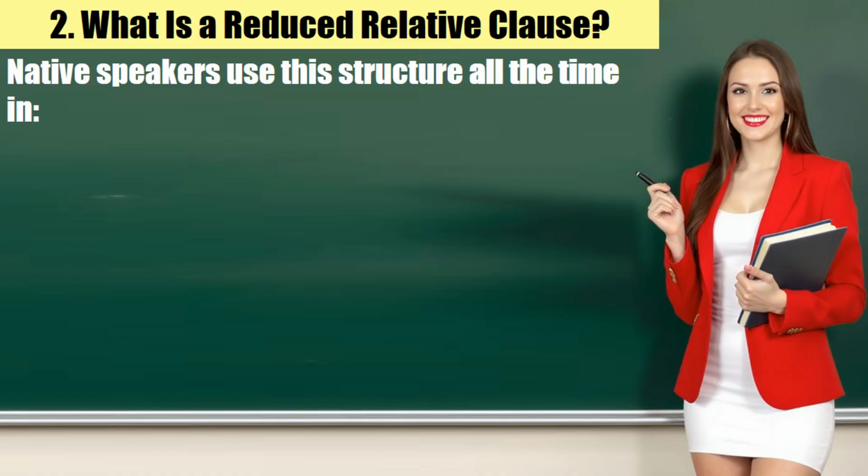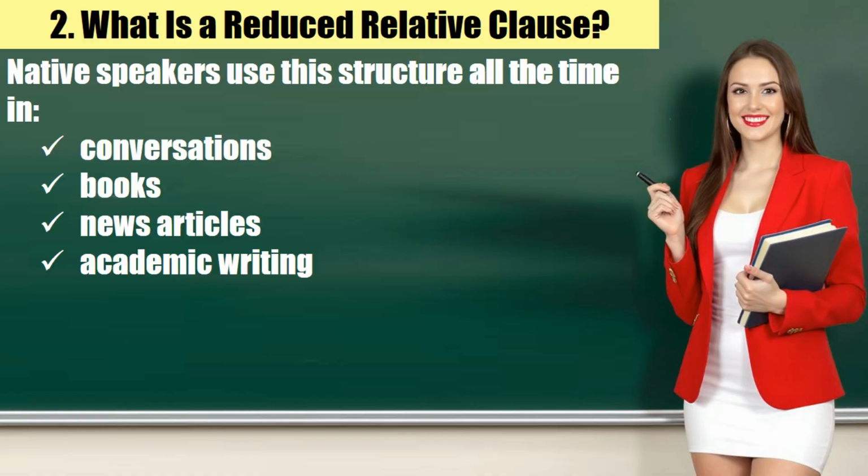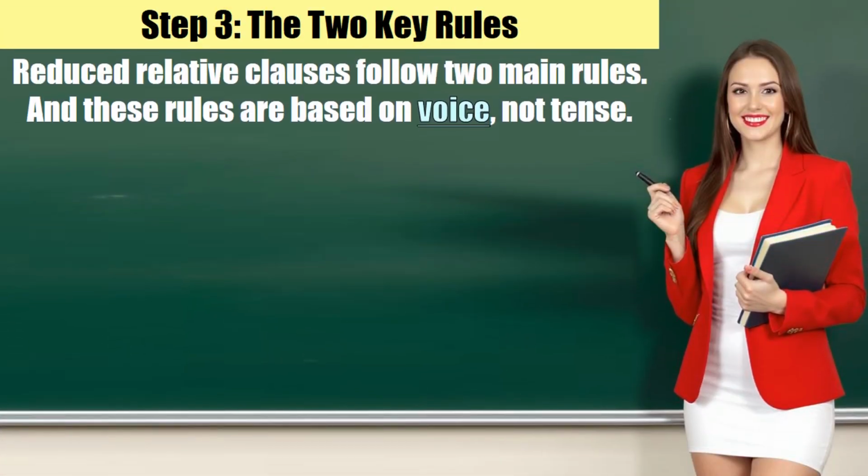Native speakers use this structure all the time in conversations, books, news articles, academic writing. So learning this will really upgrade your English. Step 3. The two key rules. Reduced relative clauses follow two main rules, and these rules are based on voice, not tense. This is the key point many learners miss.